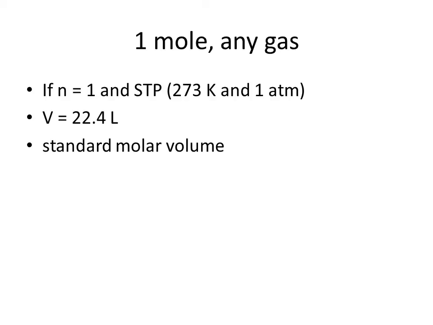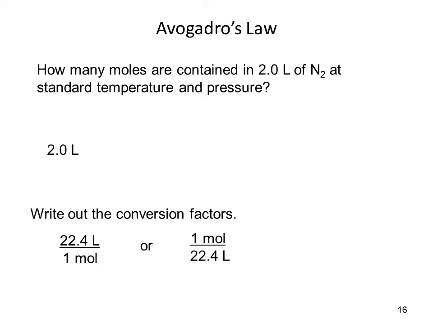So remember this little relationship that 1 mole of any gas at STP is going to be 22.4 liters. How can we use this? We can use this in many problems. For instance, right here it says how many moles are contained in 2 liters of nitrogen at standard temperature and pressure. The given in the problem is 2 liters. From our understanding of standard molar volume, we know at STP 1 mole is equal to 22.4 liters. So we can write a conversion factor for mole to liter or liter to mole for this gas.